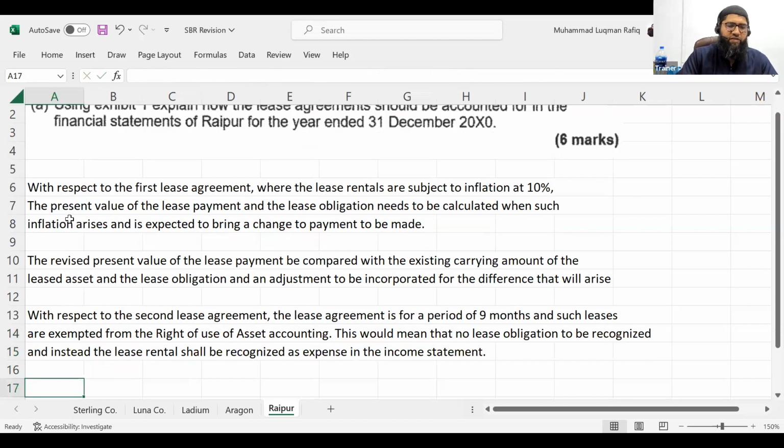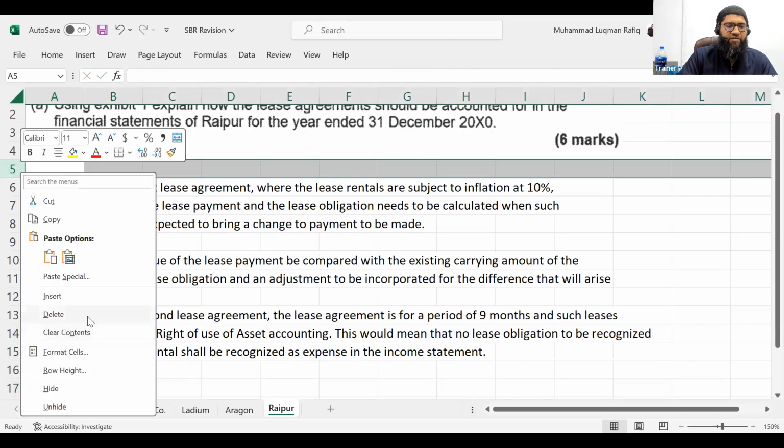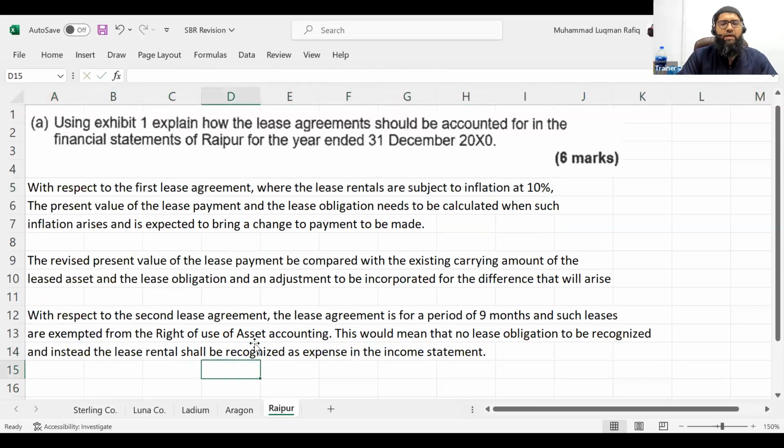So with respect to the second one, you just cannot recognize a lease obligation. You cannot apply the right of use of the asset accounting.